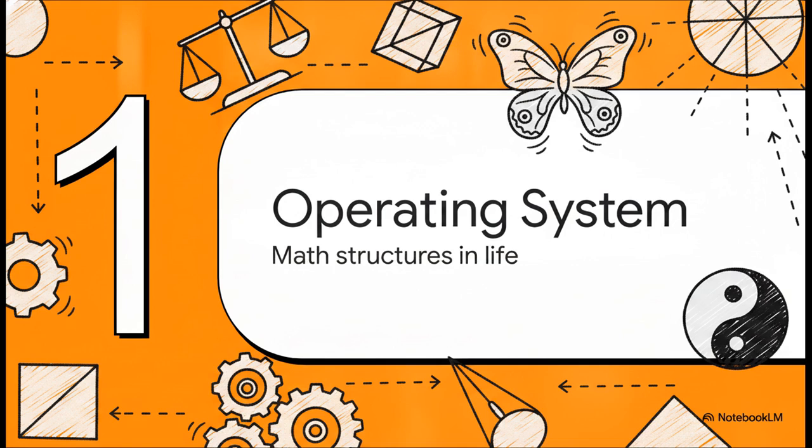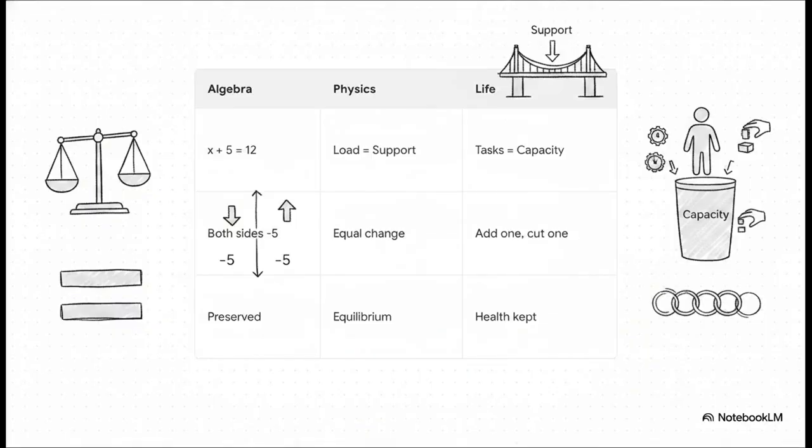Let's look at the very foundation of balance and symmetry. Take the humble equal sign, for instance. It is not just an action button on a calculator asking for an answer. It's actually a center of structural symmetry across entirely different disciplines. In algebra, if you subtract 5 from one side, you literally have to subtract it from the other. In physics, the downward load has to equal the upward support or the bridge collapses. And in your life system, your commitments absolutely must equal your available capacity.